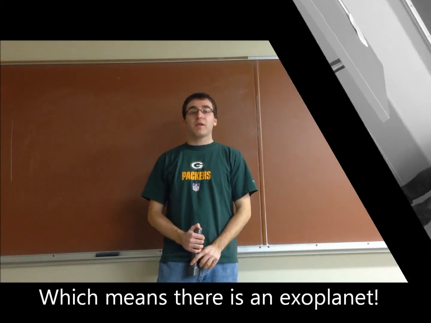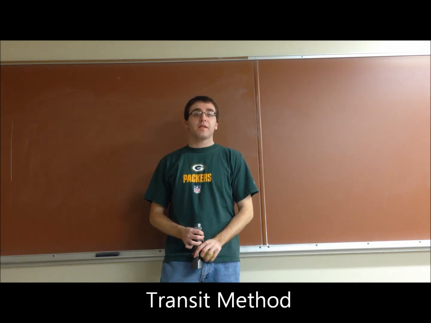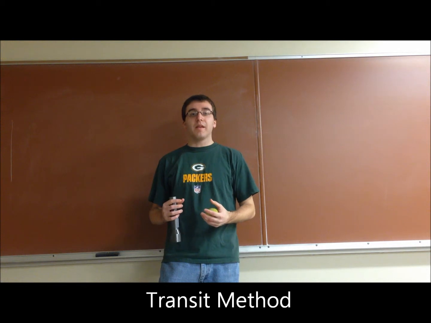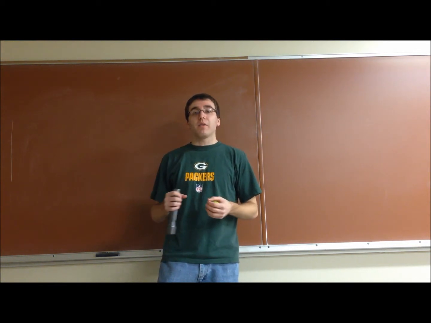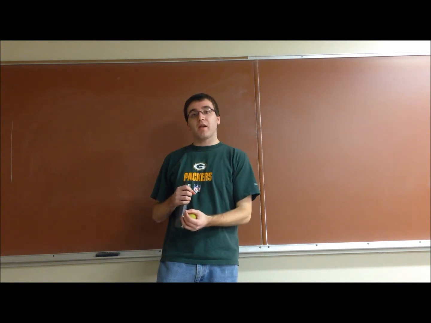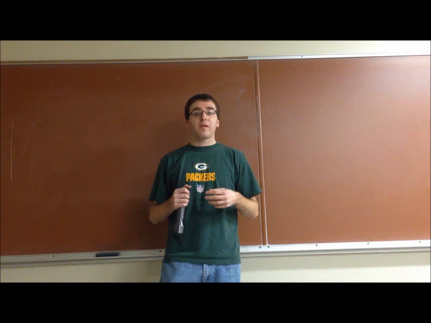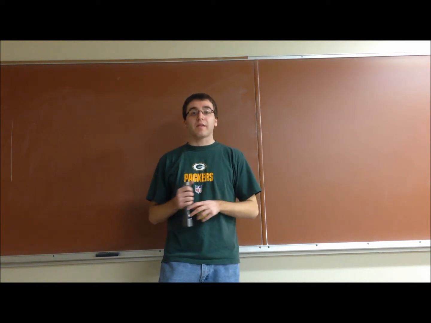I'm here to talk about one of the methods used to spot exoplanets. This method is called the transit method. Basically what happens is we can measure the brightness of a star, and when a planet passes in front of that star, the brightness dims, and we can measure that dip in brightness, and then we know that there's a planet or something else passing in front of that star.